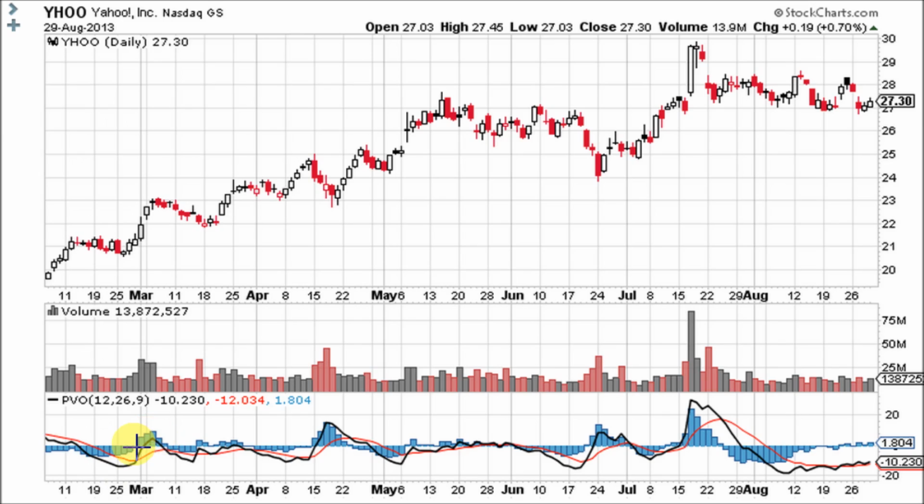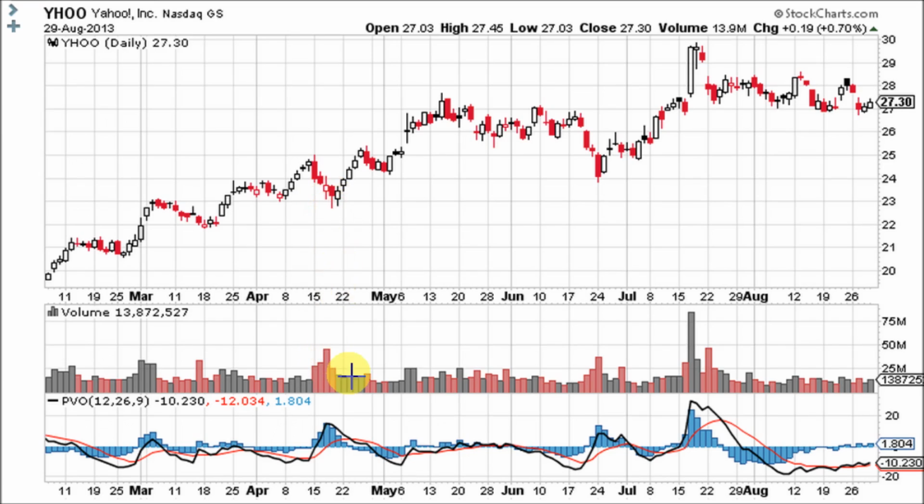But this one measures not only positive volume but negative volume. See right here, the PVO crosses up through the signal line, the histogram goes positive above 0, and that was on big volume, huge volume on a down move. Then volume falls off, but the stock breaks out to new highs above old resistance, which is kind of unusual. It usually takes bigger volume.